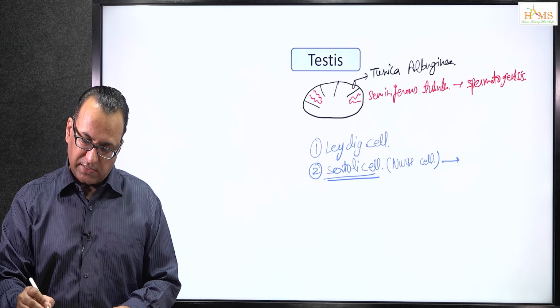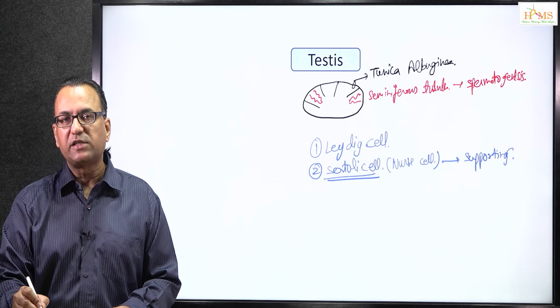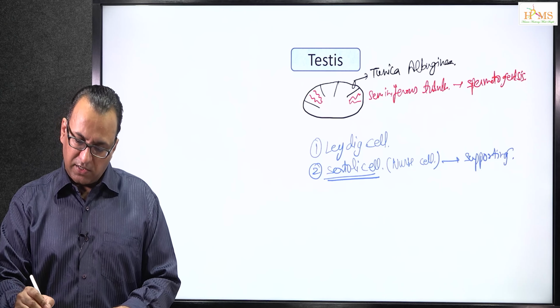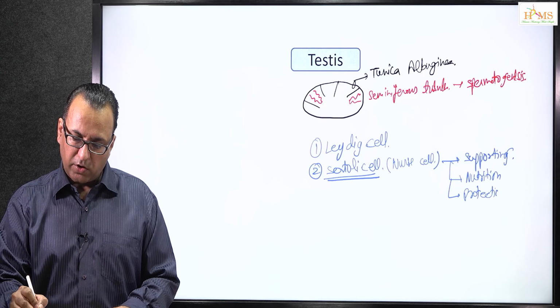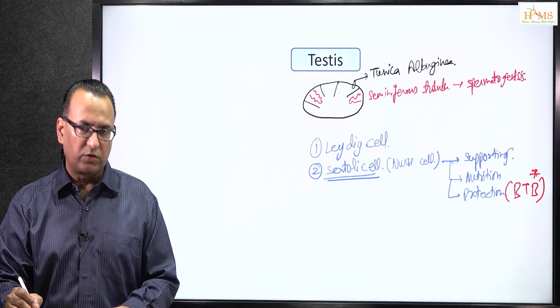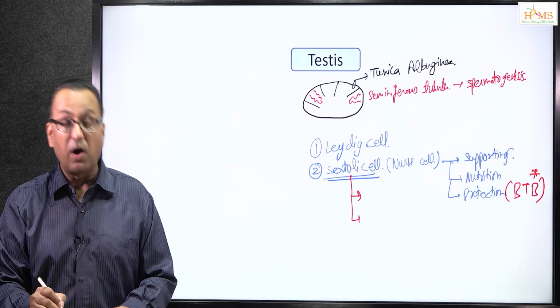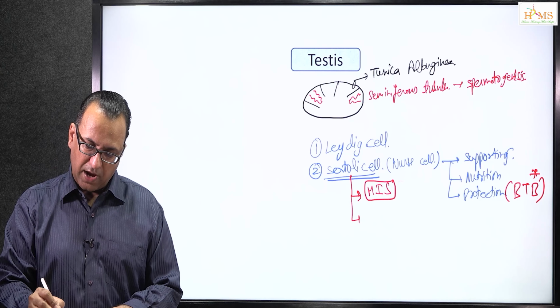So Sertoli cell is supporting the cells which are involved in gametogenesis, the spermatogenesis, like the gametogonia, the gametocyte, and it is giving nutrition to them. Plus, it is also providing the protection, especially when we are talking about the blood-testis barrier. And how is it helping to form the blood-testis barrier? We need to discuss. At the moment, we can mention the Sertoli cell gives us two hormones as well, known as the Müllerian inhibiting substance and the inhibin.